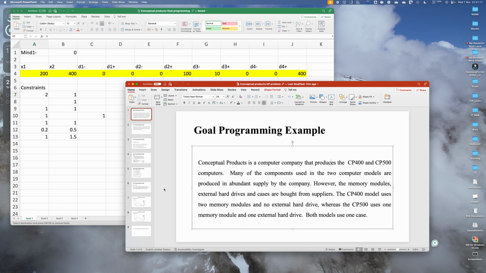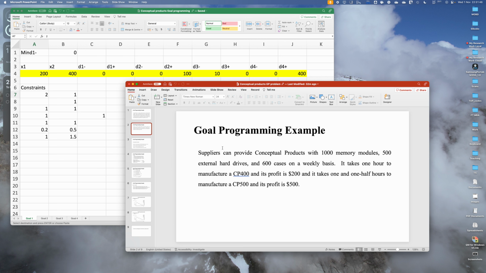In this video tutorial, I'm going to show you how to use QM for Windows and Microsoft Excel to solve a preemptive goal programming problem. Let's take an example where we have two types of computers, CP400 and CP500, to be produced weekly. The CP400 uses two memory modules and no external hard drive, whereas the CP500 uses one memory module and one external hard drive, and both models use one case.